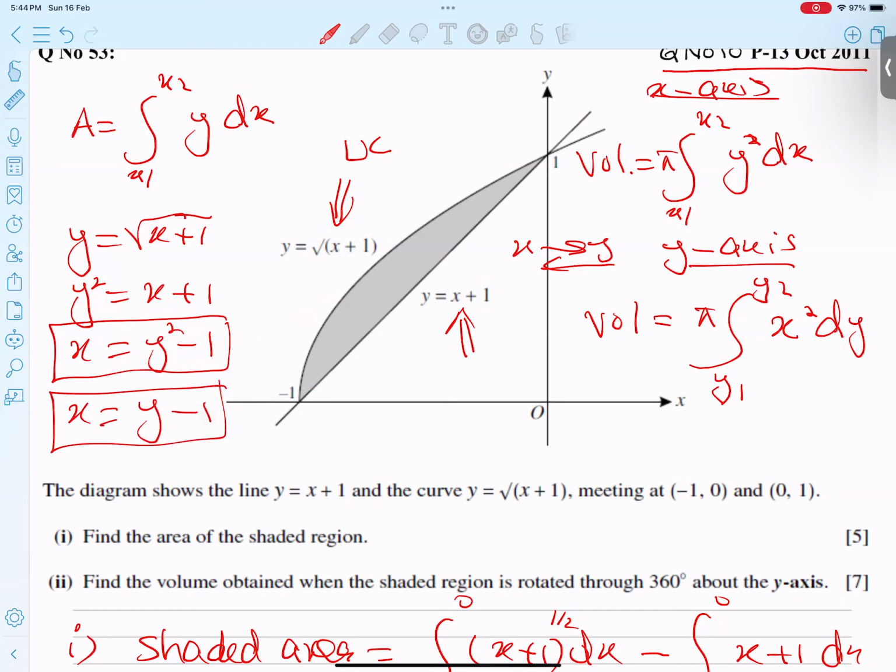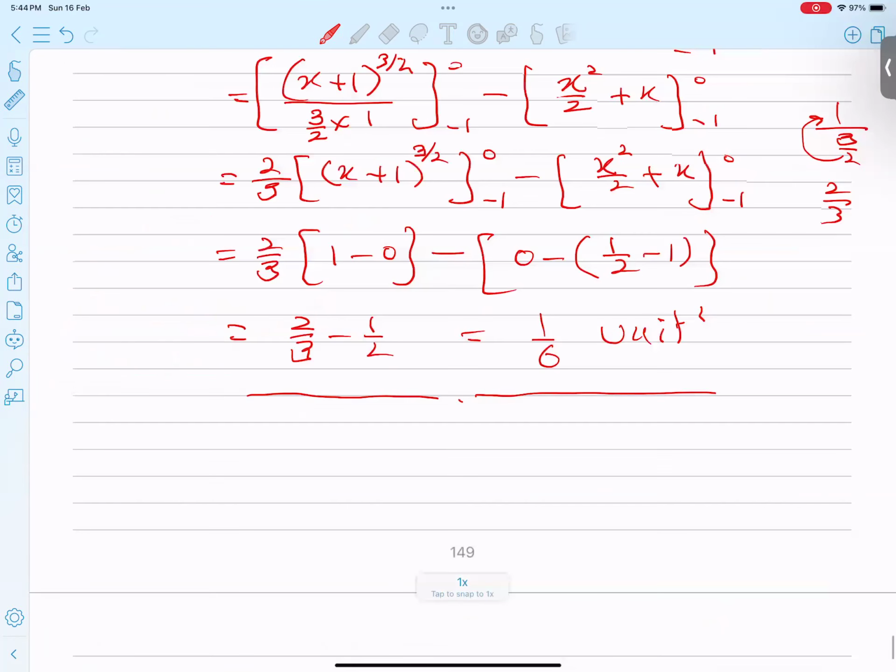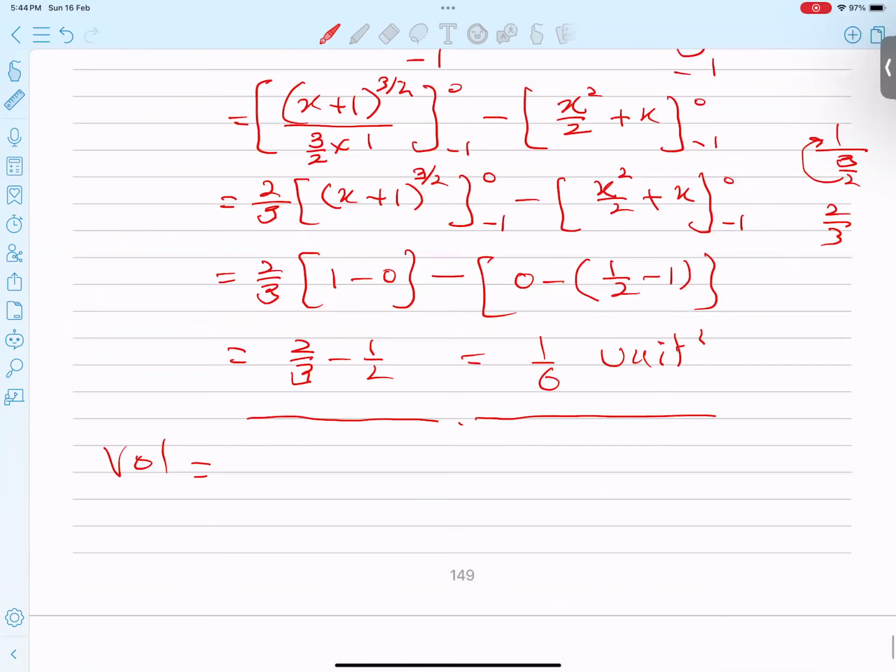So let's start. How to get the volume? Naturally here I'm going to write pi, integral from y1 to y2 of x squared dy, minus pi, integral from y1 to y2 of x squared dy, okay.